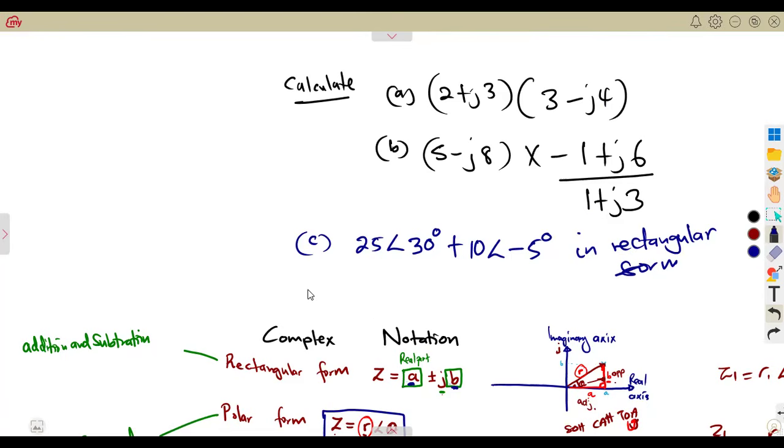And let's also try this one: (5 plus j10) times 2. All right, so let's try as much questions as we can in our simplifications.